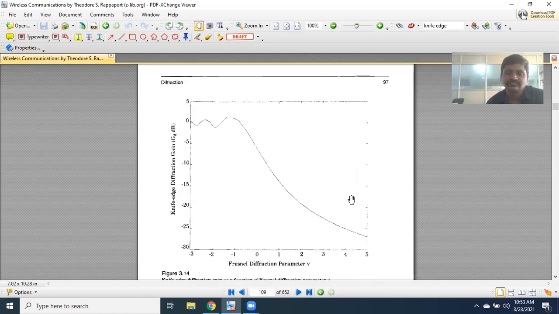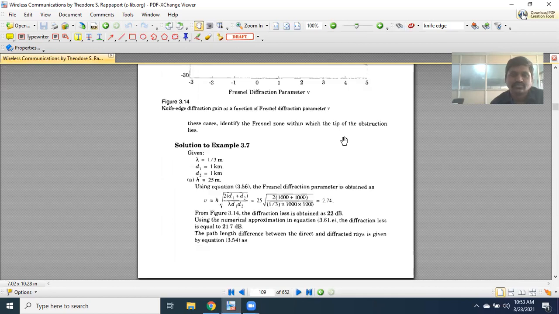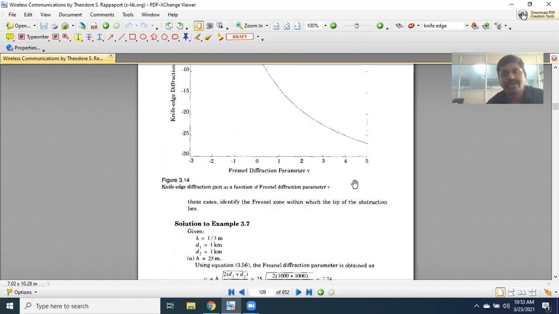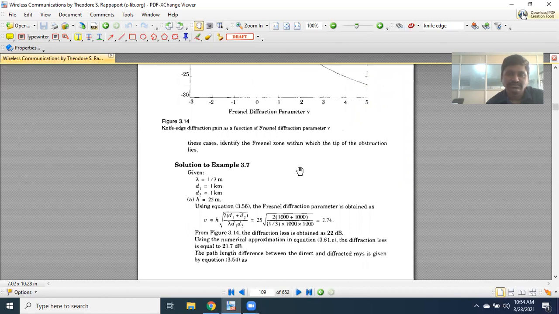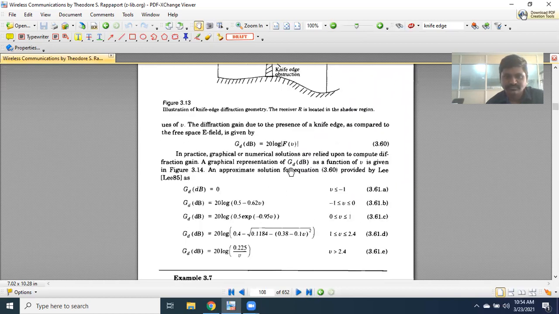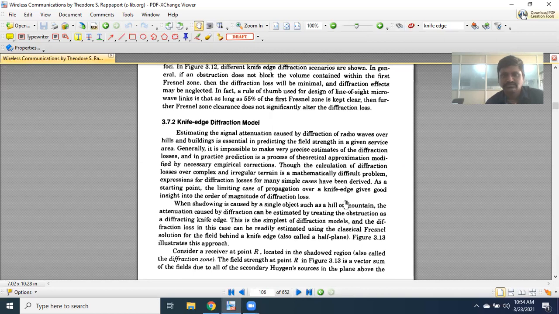This is the graph between your diffraction gain versus the Fresnel diffraction parameter V. So this is the graph. On this, practical problems will be there based on the relations of V and your alpha. So this is about the knife edge diffraction model.